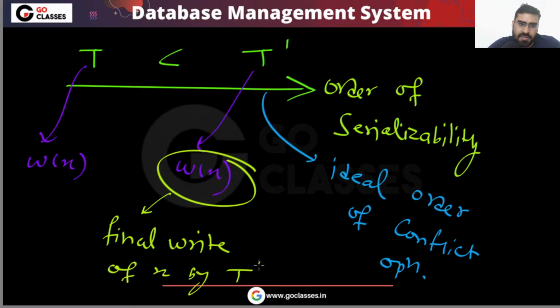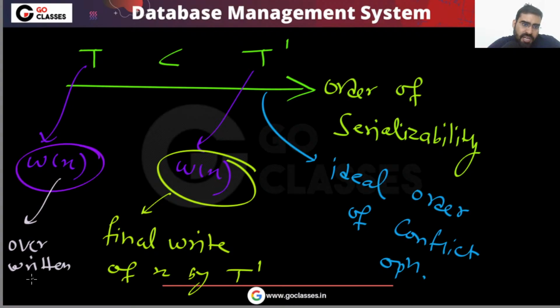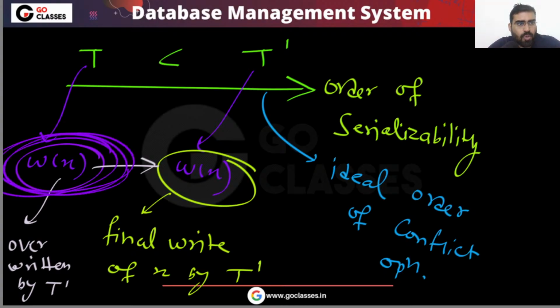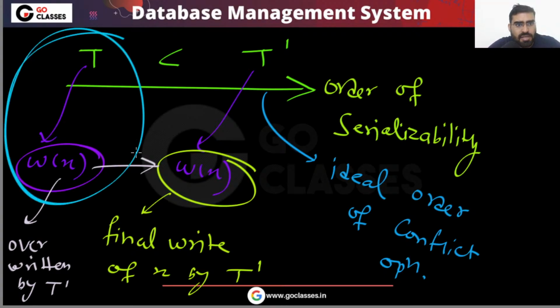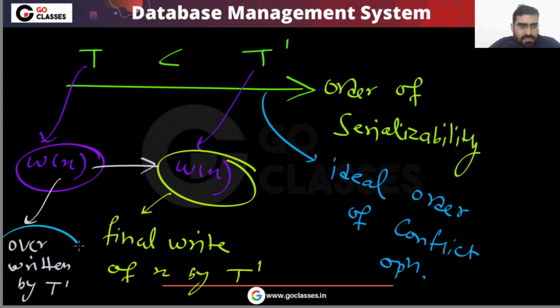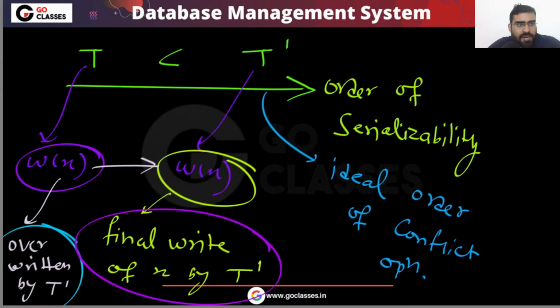X by T dash. So anyway, this will be overwritten. Do you agree that this will be overwritten by T dash? Yes or no? Look at this operation. It will be overwritten by T dash. Okay, so if it is overwritten by T dash, the final write will be done by T dash.